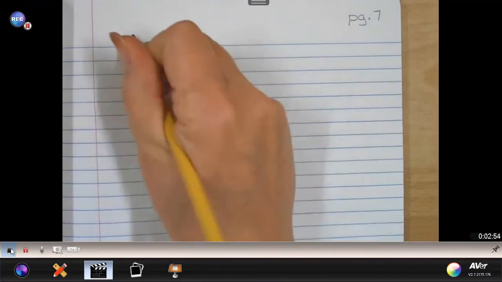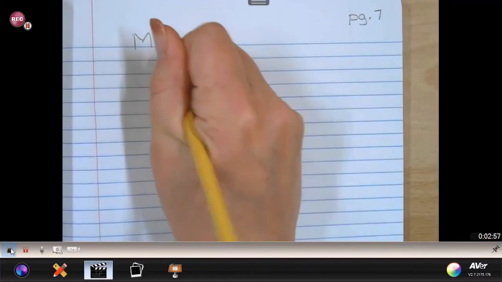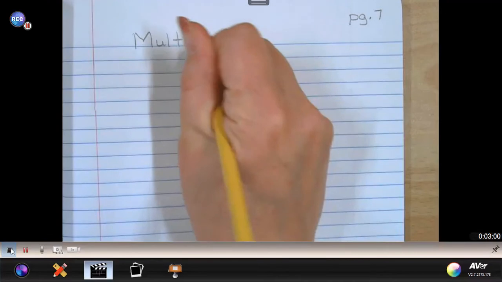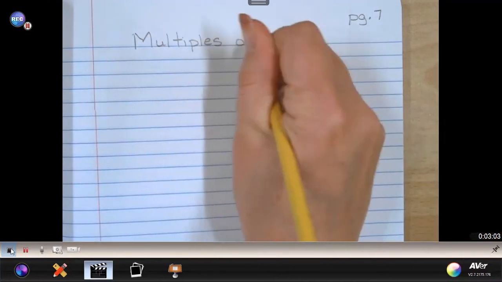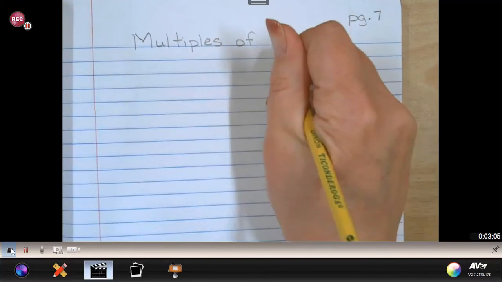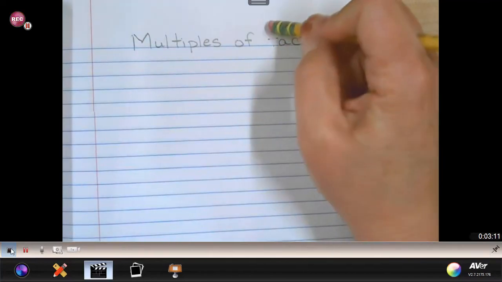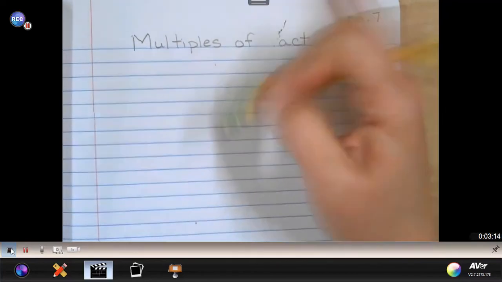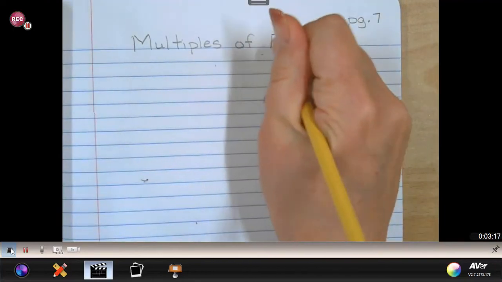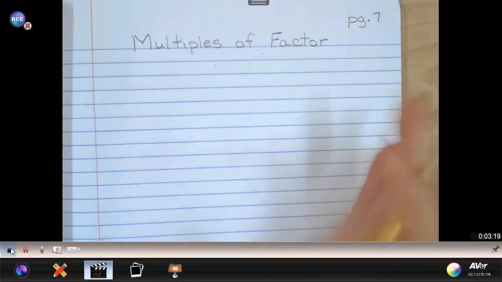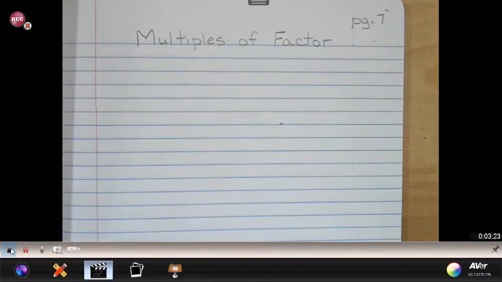And now we are going to go to page 7 and talk about using our multiples to help us with our multiplication. On page 7, we are going to talk about Multiples of Factors. I guess we should capitalize that. When I say multiples of our factors, if our factor is 2, then we're going to count and find our multiples of 2.